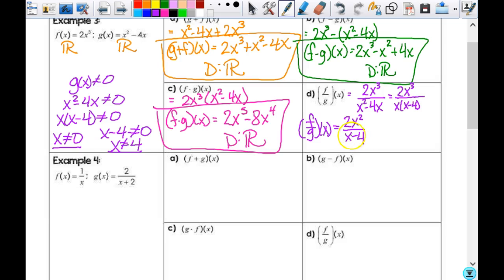Can I cancel these x's out here? No. If I wait until now to look at my domain, it looks like just x can't equal 4. But I actually have two parts to that. That's why you have to look at it beforehand, because when things cancel out, you lose that. So my domain then is going to be the set of x's such that x cannot equal 0 or 4.